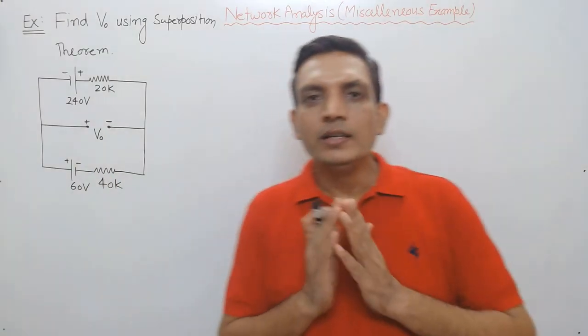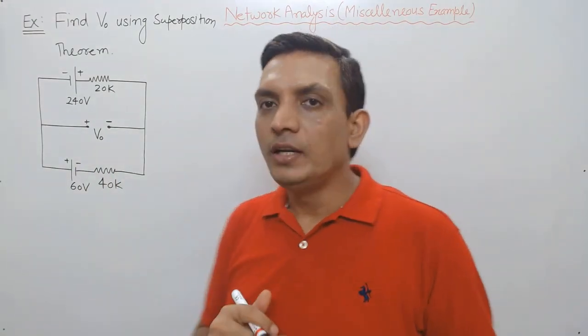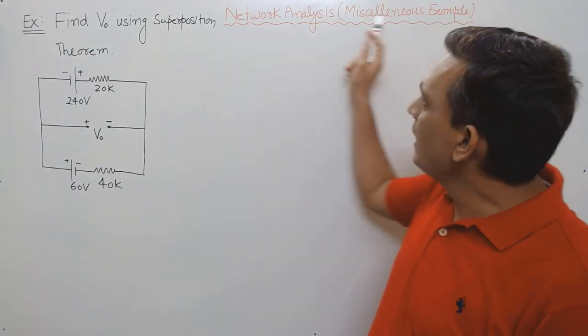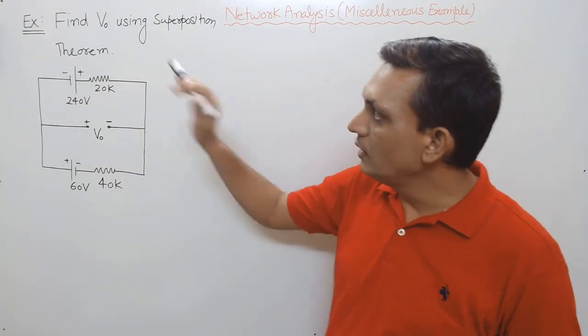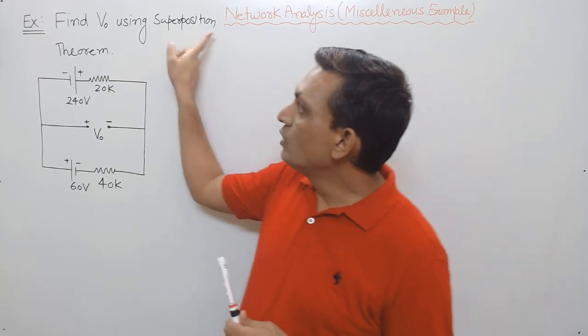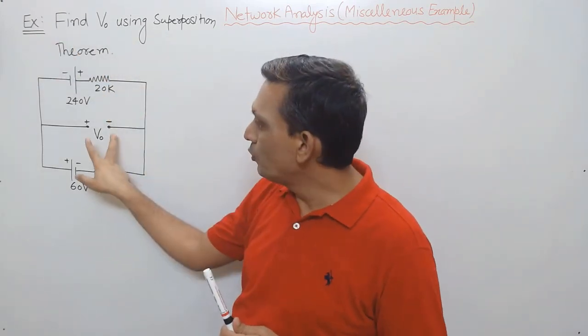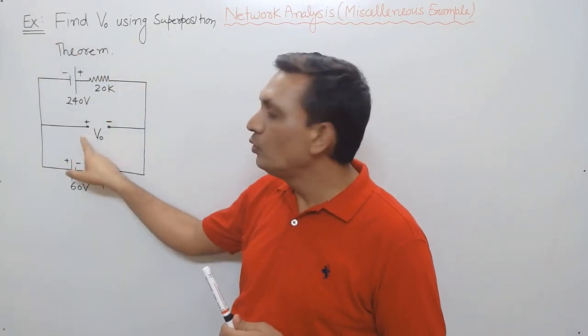So hello students, in this video I will discuss some miscellaneous examples on network analysis. Let us first see this example. Using superposition theorem, you have to find what will be output voltage VO.